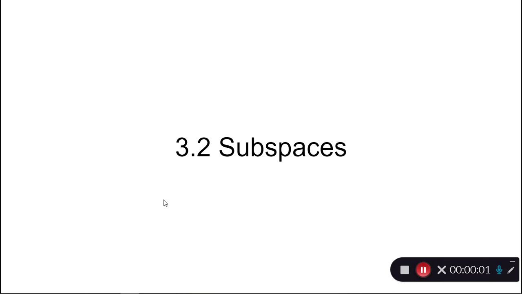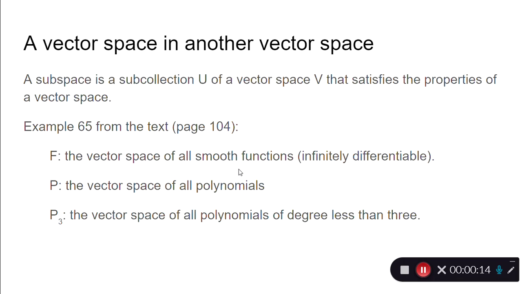All right, so 3.2 subspaces sort of piggybacks off from 3.1. A subspace is just another vector space that sits inside of another vector space. So you have to know what a vector space is first, and then if we specify some subcollection, the question is whether or not it is itself also a vector space. And if it is, then it's a subspace.